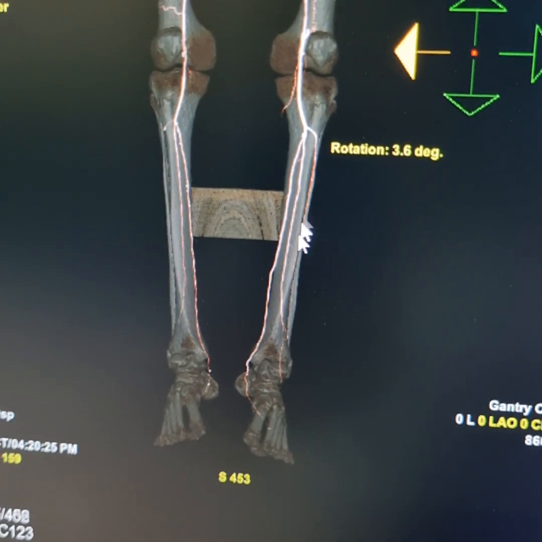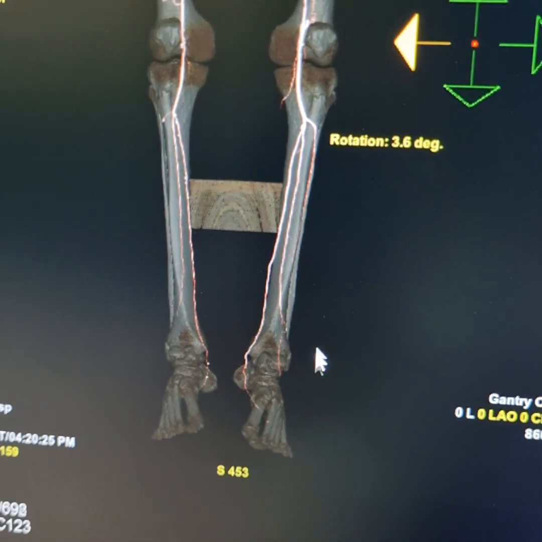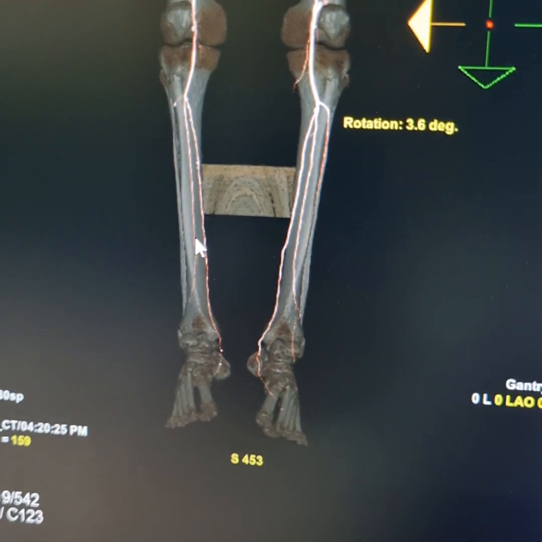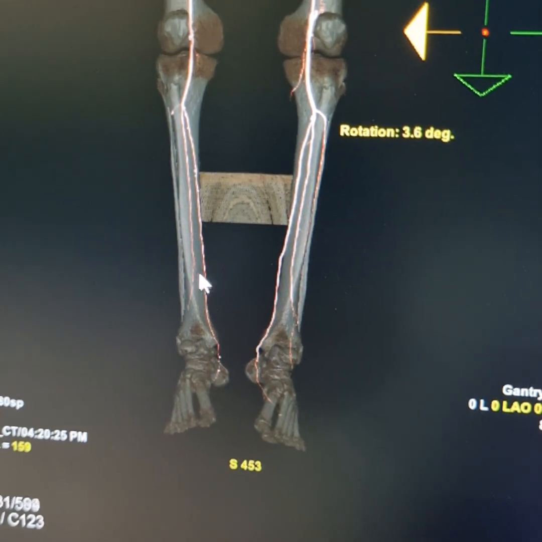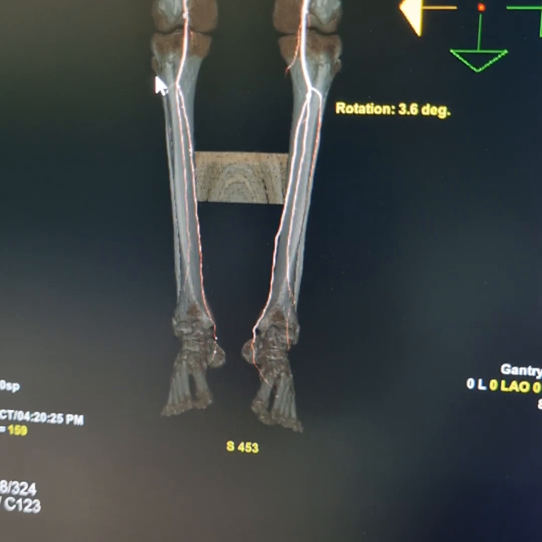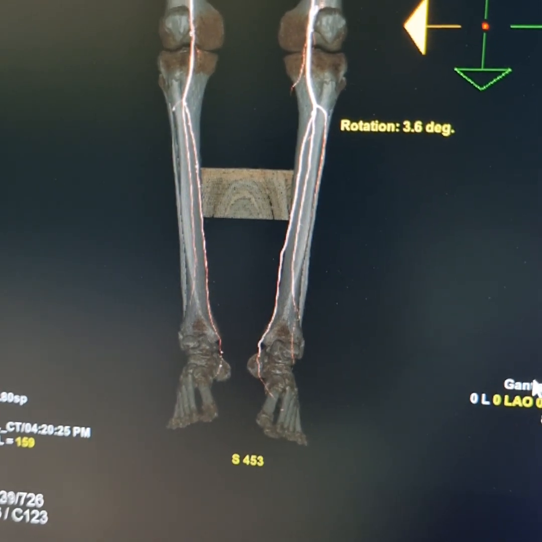On the left side, almost all three arteries are well opacified, while on the right side, the posterior tibial artery and peroneal artery are opacified, while the anterior tibial artery is not opacified, being thrombosed.